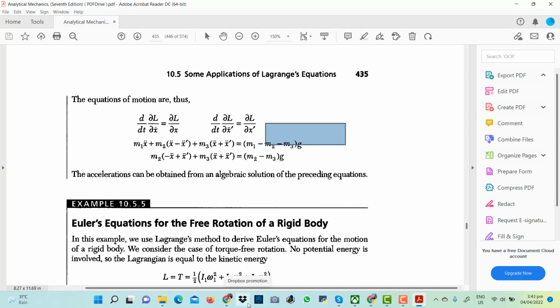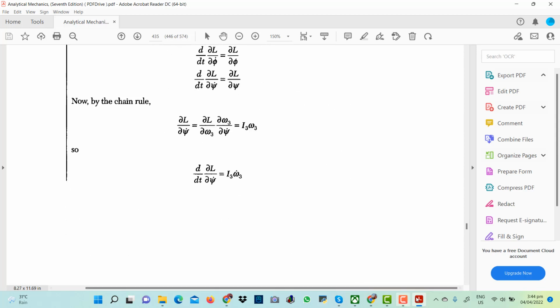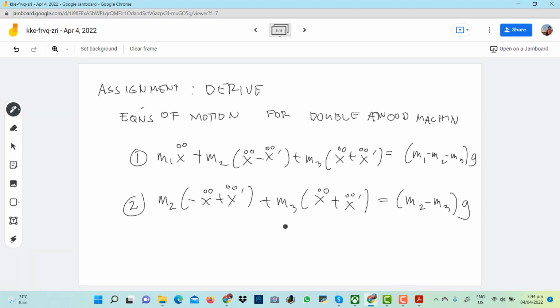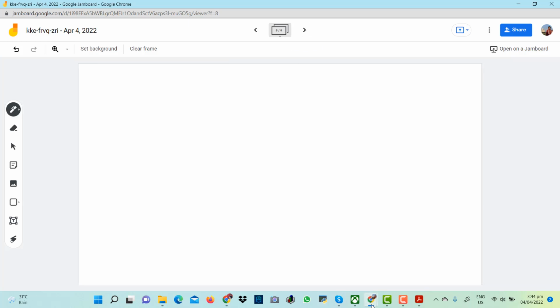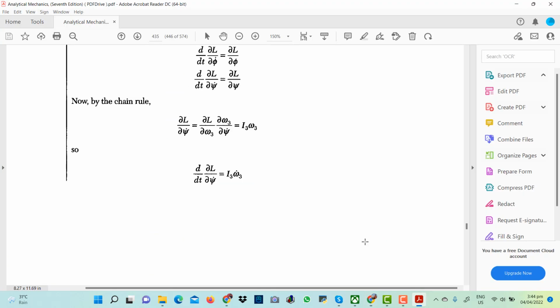Do you know how to use LaTeX, class? No, sir, I do not know. Okay. Any question? None, sir. Okay, so let's proceed to another example.